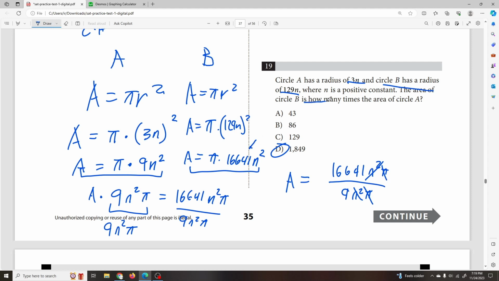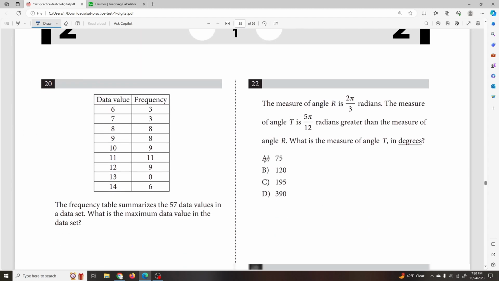Next, whenever we have "how many times the area," all that's saying is, what do I need to multiply the area of A by in order to get the area of B? Or what number do I have to multiply by the smaller number to get the bigger number? So we're going to have to multiply A by this to get this, and we get 1,849. So, if we have 9n squared pi, we have to multiply by 1,849 to get B, which means that B is this much times bigger. That's all. Moving on to number 20.